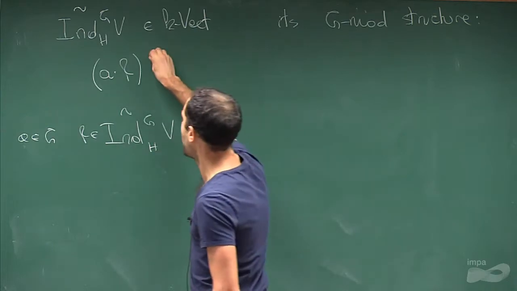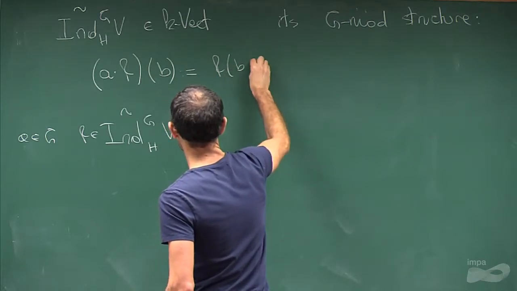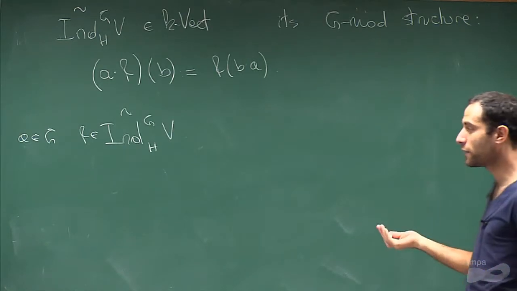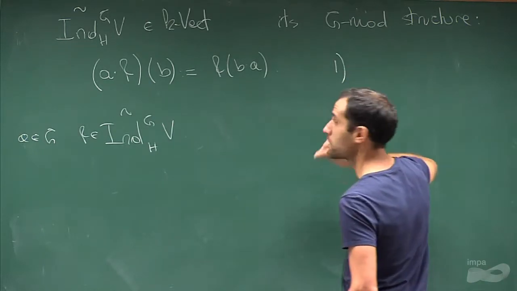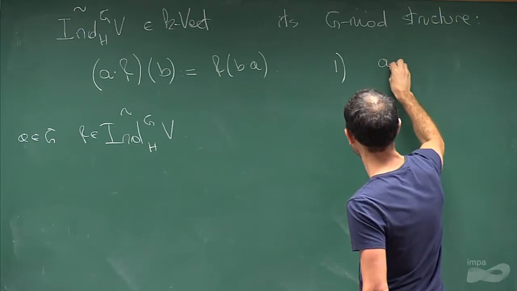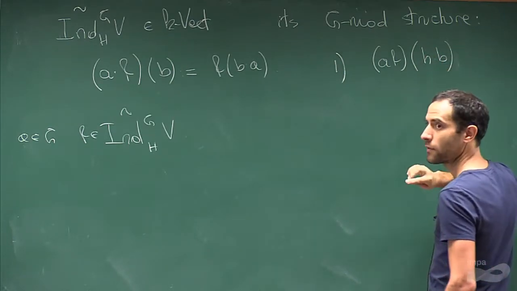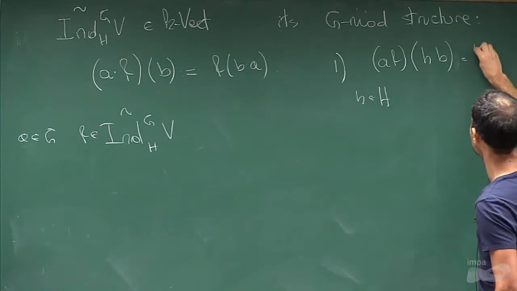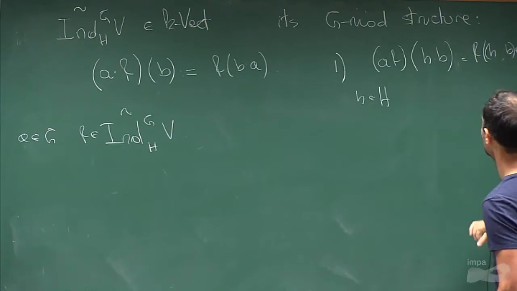So whenever I have this, I'll define the new function A of F, acting on B, which is given by F of B times A. And I need to check that it's well defined, and I need to check that it's an action. So being well defined, I need to check that A of F acting on H times B, whenever H is an element in the subgroup H, by definition is F on H B A. That's by definition.